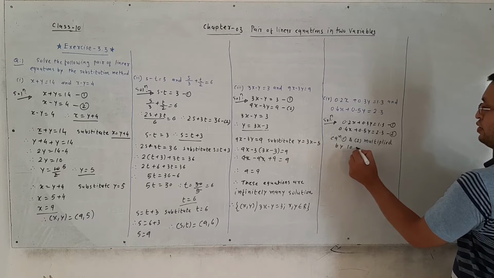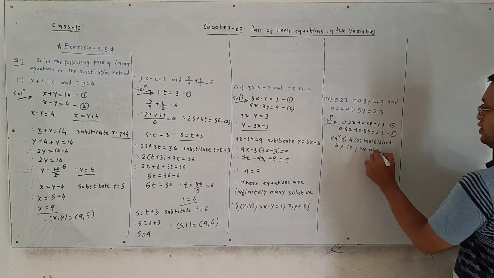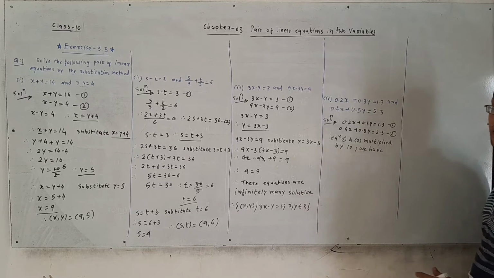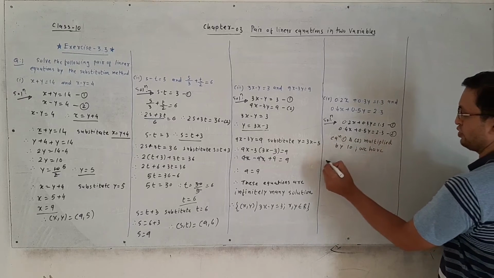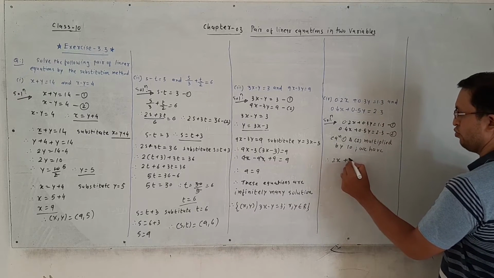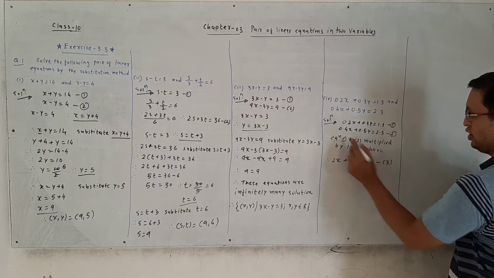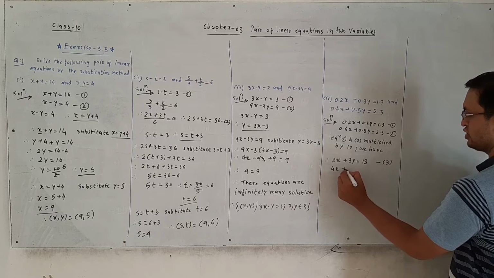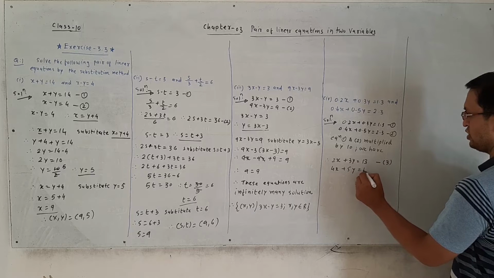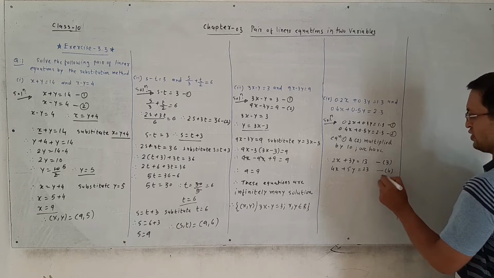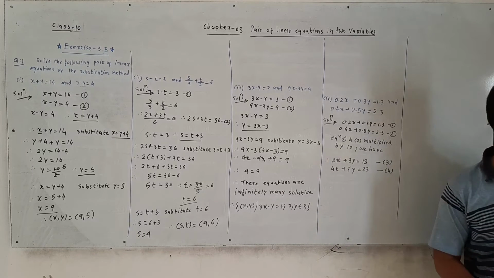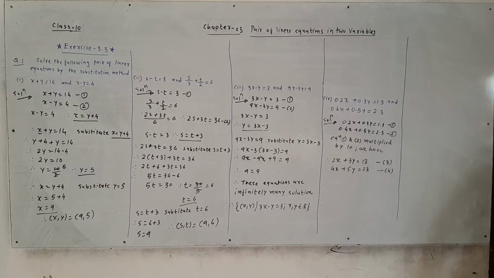Equations 1 and 2 multiplied by 10. 10 से मल्टीप्लाई करने से ये डेसिमल पॉइंट निकल जाएंगे. Therefore, the equations are 2x plus 3y is equal to 13, equation number 3, and 4x plus 5y is equal to 23. ओके, तो ये इक्वेशन हमारे क्या हो गया? इजीएस्ट वे में हमने कन्वर्ट कर दिया है.